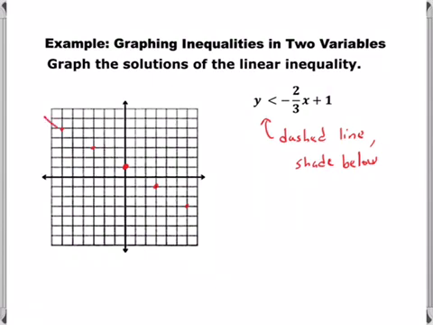So we want a dashed line, so we make dashes. And then we're going to shade below. So we shade underneath here.